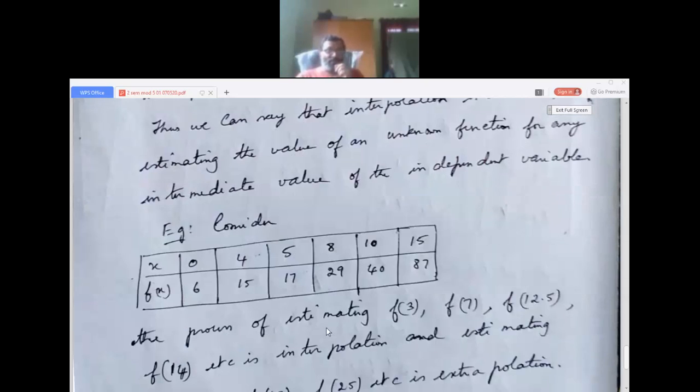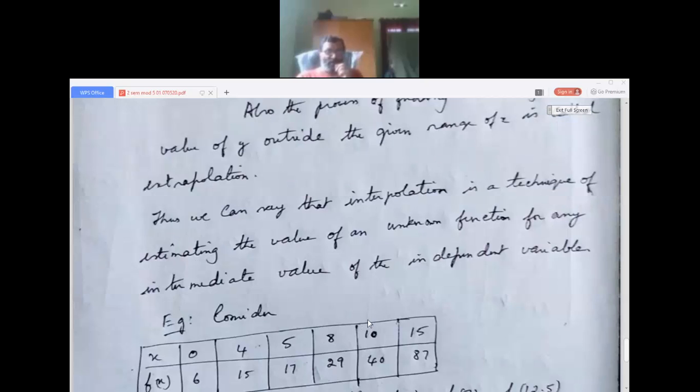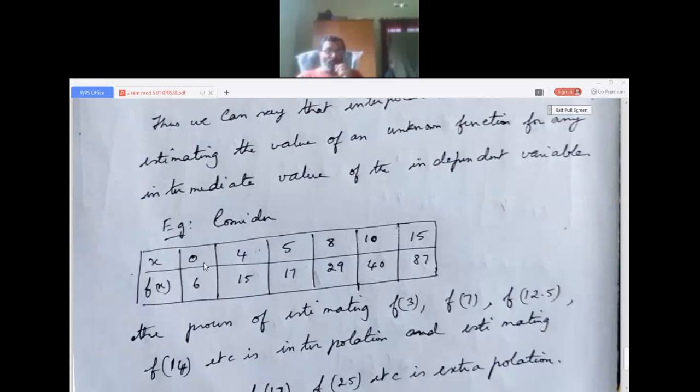Now in the next question I will discuss this problem. So consider x is equal to 0, 4, 5, 8, 10, 15. F of x is 6, 15, 17, 29, 40, 87. See, this is an example, not a problem. Here, x values are given as 0, 4, 5, 8, 10, 15. The y value, that is f of x, y equals f of x, is given as 6, 15, 17, 29, 40, 87.